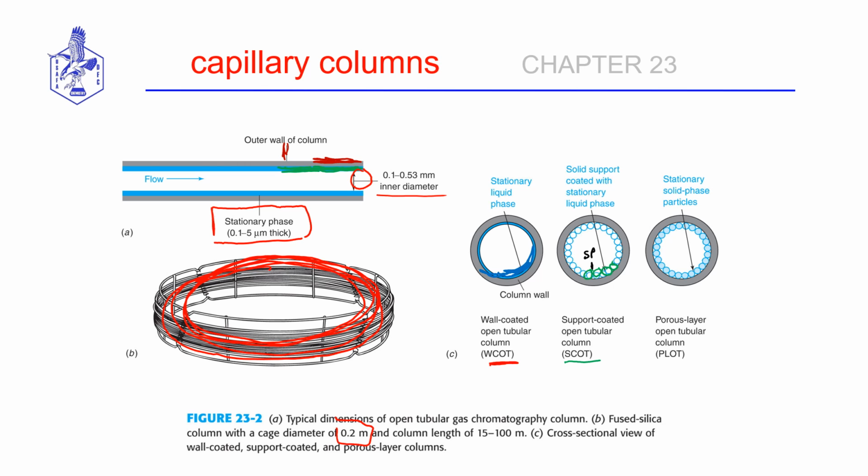And if we want to increase surface area further, those particles are going to be porous, increasing the pore structure and the surface area. That's the porous layer open tubular column, PLOT, in which we have pore structures within our little silica particles that are lining the inner wall.